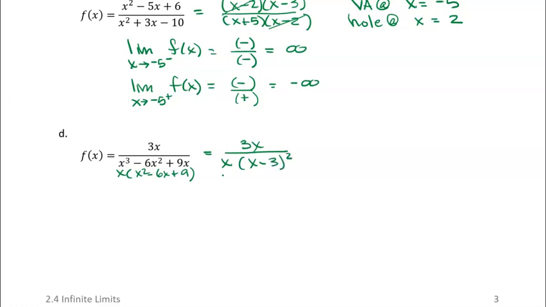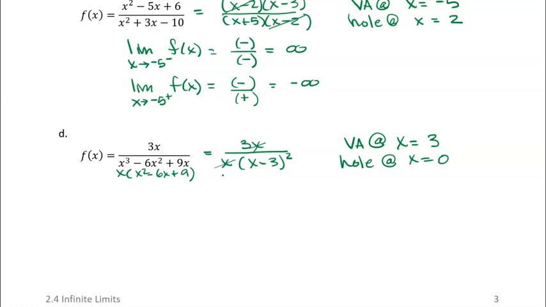All right. Now, we have an x in the numerator and an x in the denominator. Those will cancel as long as x is not equal to 0. So we're going to have a vertical asymptote at x equals 3, and we're going to have a hole at x equals 0. We have a hole in the function. Everywhere else it looks like 3 over x minus 3 squared.